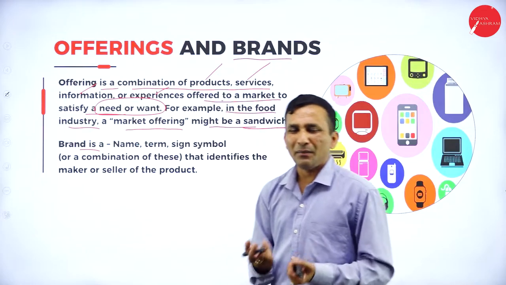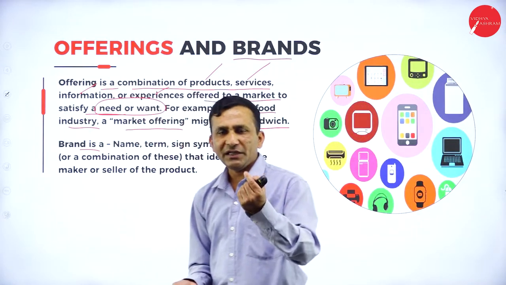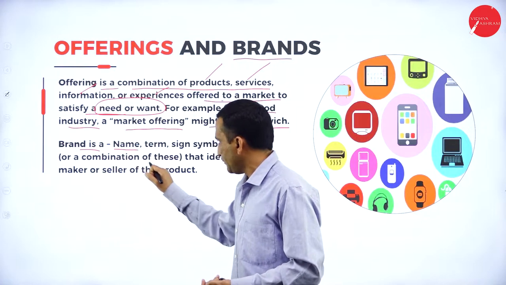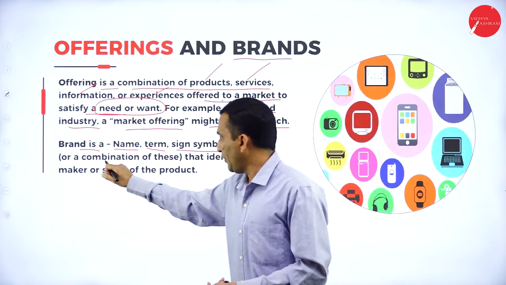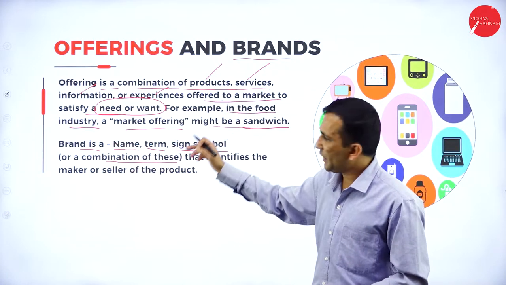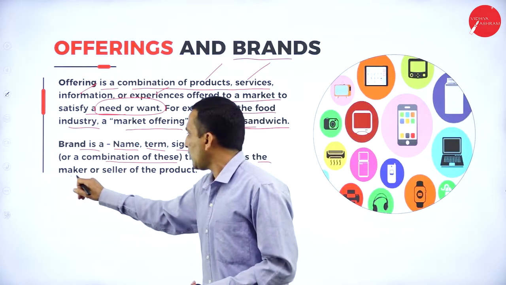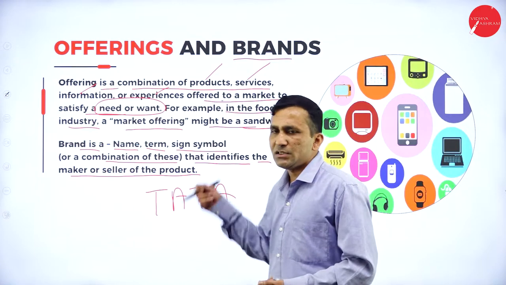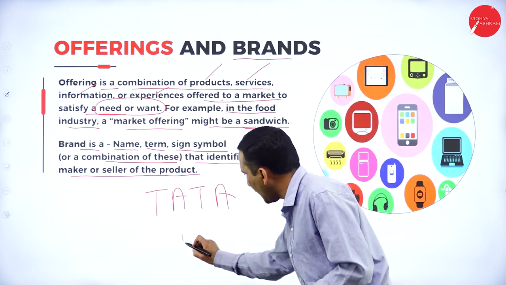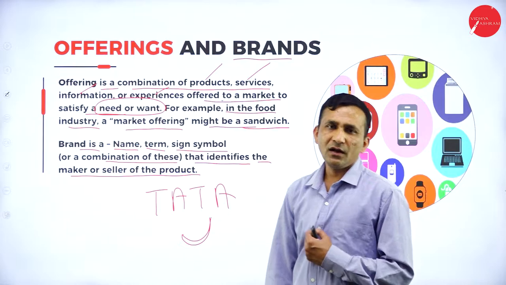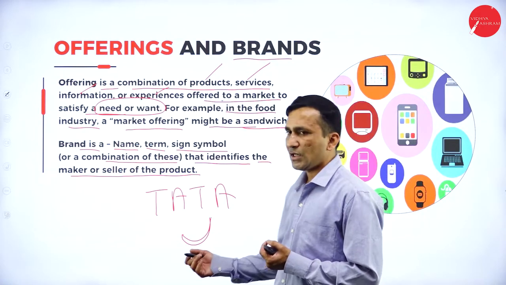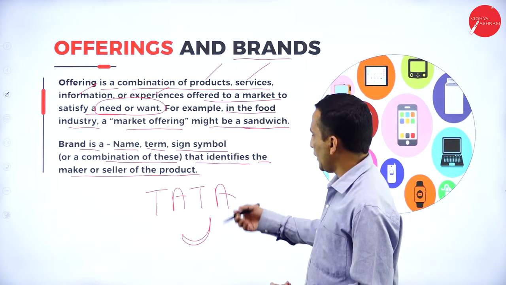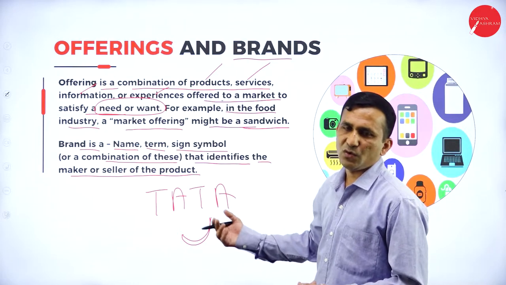And brand. What do you mean by brand? A brand is one kind of identity. It can be a name, a textual factor, a symbol, numbers, whatever it may be. We can call it a name, term, sign or symbol, or a combination of all these, that identifies the maker or seller of the product. If I write it like this, even a small baby can understand this is a company, called Tata. If I draw one symbol like this, I understand this is Nike. Clear? Adidas, different types of brands are available. They just give one simple name or one symbol, or if you give many textual vectors, a combination of symbols and words, it can be a brand.